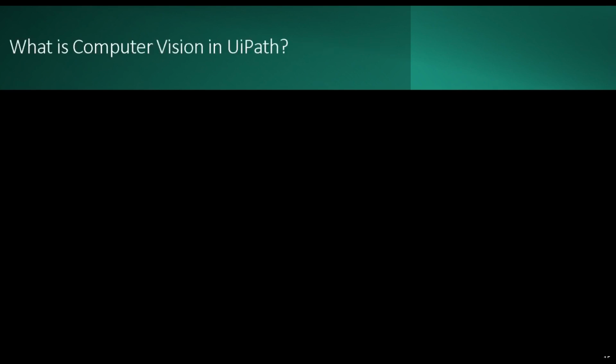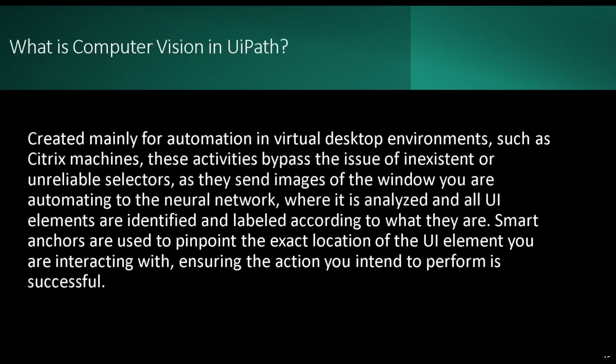What is computer vision in UiPath? This is one of the advanced technologies in UiPath, so you can expect a question on computer vision. You can answer that it is created mainly for automation in virtual desktop environments such as a Citrix machine. These activities bypass the issue of inexistent or unreliable selectors as they send images of the window you are automating to the neural network, where it is analyzed and all UI elements are identified and labeled accordingly to what they are. Smart anchors are used to pinpoint the exact location of the UI element you are interacting with, ensuring the action you intend to perform is successful.